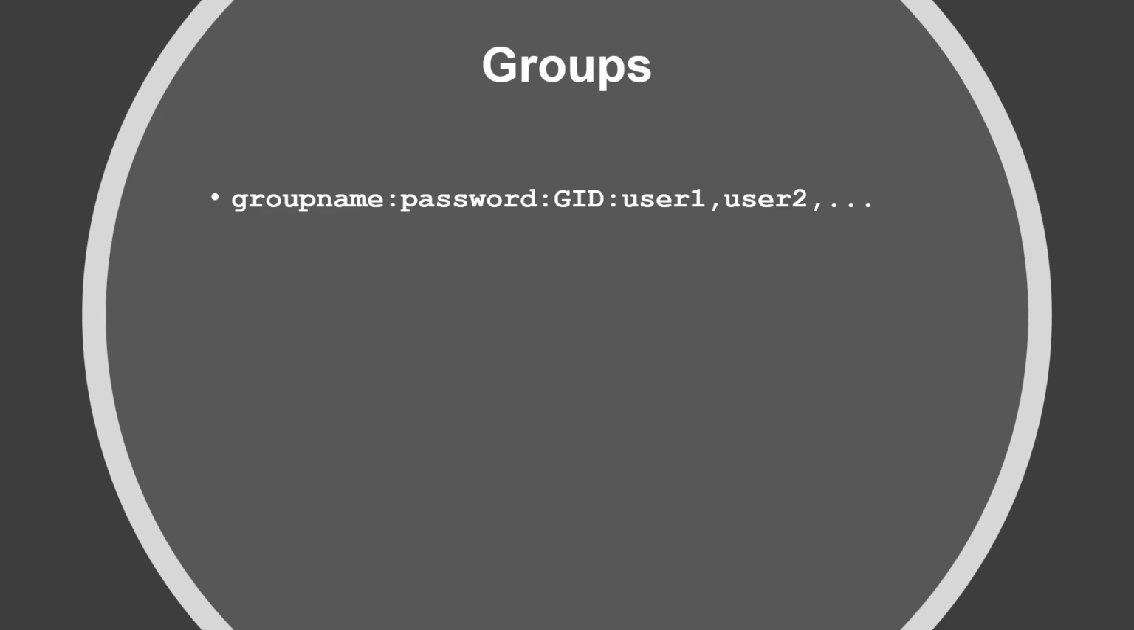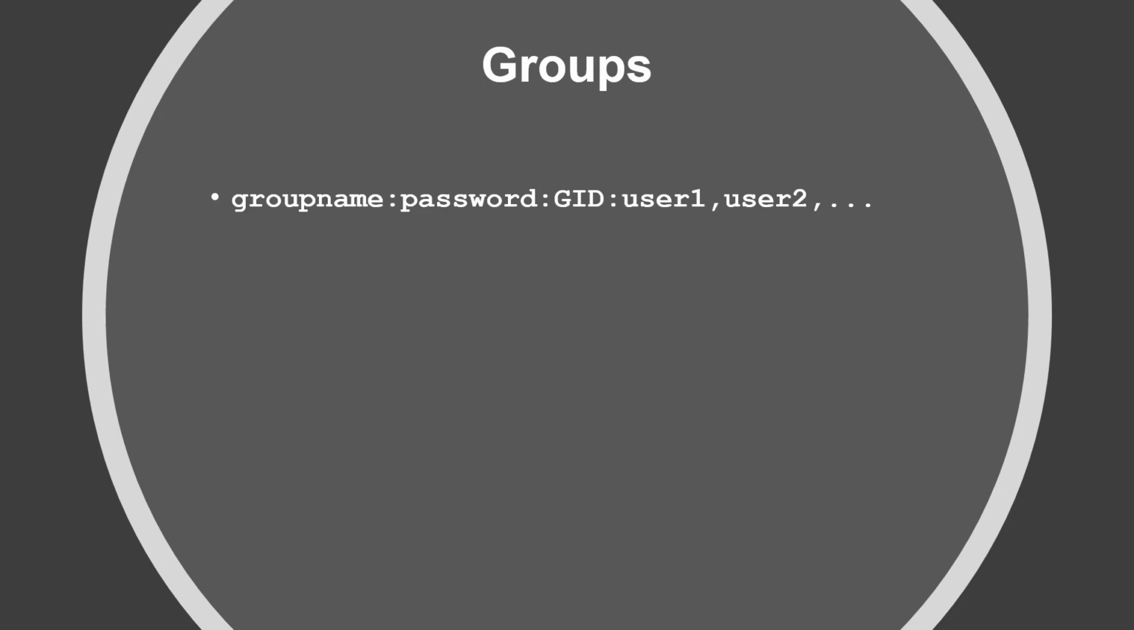Groups are defined in /etc/group, which has the same rule for groups as /etc/passwd. As for users, each line of the file looks like: group name, password, GID, user1, user2. Right, we're going to explain them.